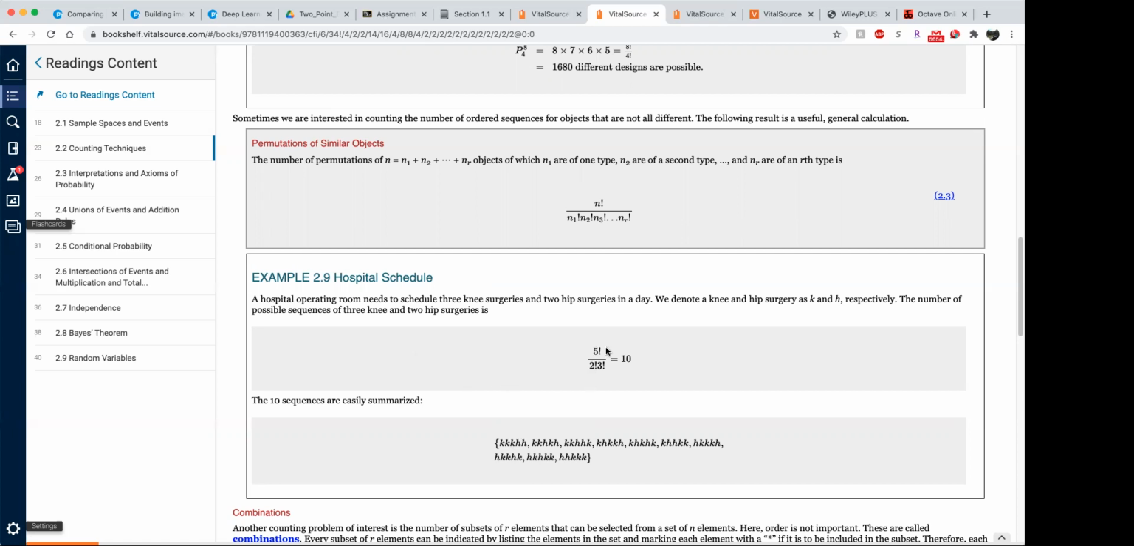N is 5, right? So 5 factorial divided by 2 factorial times 3 factorial is going to be 10. Really?